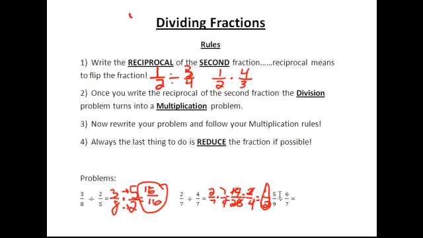Then next, the last problem, we have 5/9 divided by 6/7. So the 5/9 stays the same. The division sign turns to a multiplication, and it's now 7/6 instead of 6/7. Okay, we multiply straight across. We get 35 on the top, and we get 54 on the bottom. Now we have to look and see if we can reduce 35/54.